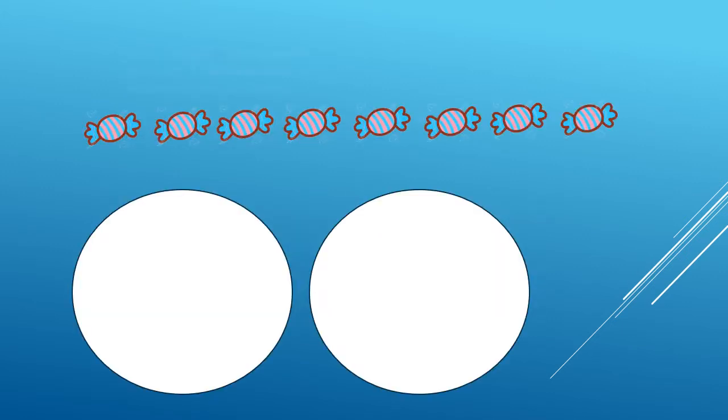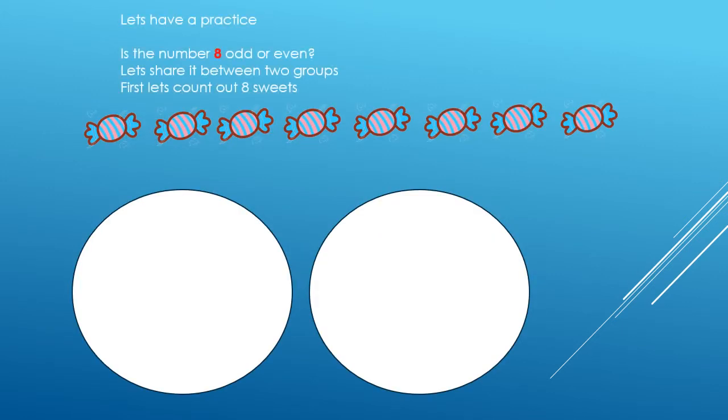Let's have a practice together. So, I have the number 8. Is 8 odd or even? First, let's share it between two groups. So let's double check that we have got 8 sweets. Let's count together. 1, 2, 3, 4, 5, 6, 7, 8. We know that we have the number 8. Why don't you practice writing your number 8 on your paper?